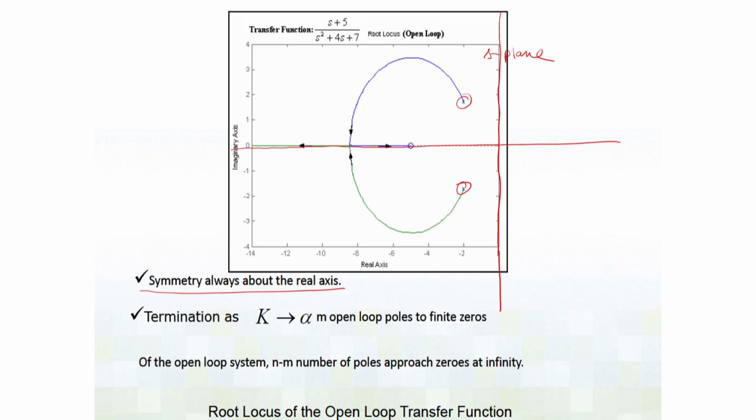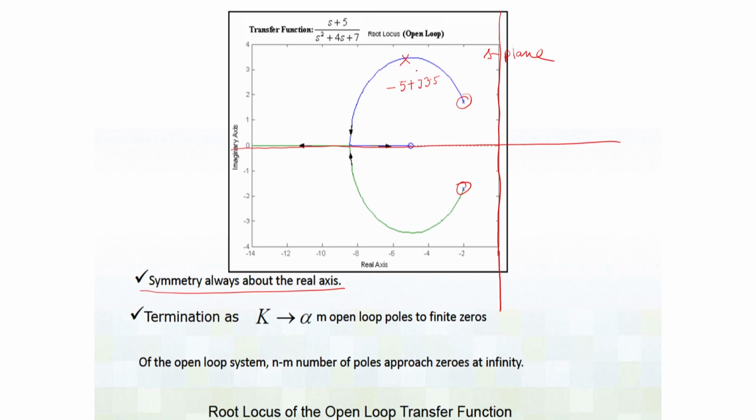Why is this important? Imagine a situation where a pole is here, and let us give some arbitrary value to this pole. Let us say it is something very arbitrary, let us say -5 plus j 3.5. The question is, what will be the other pole's position?